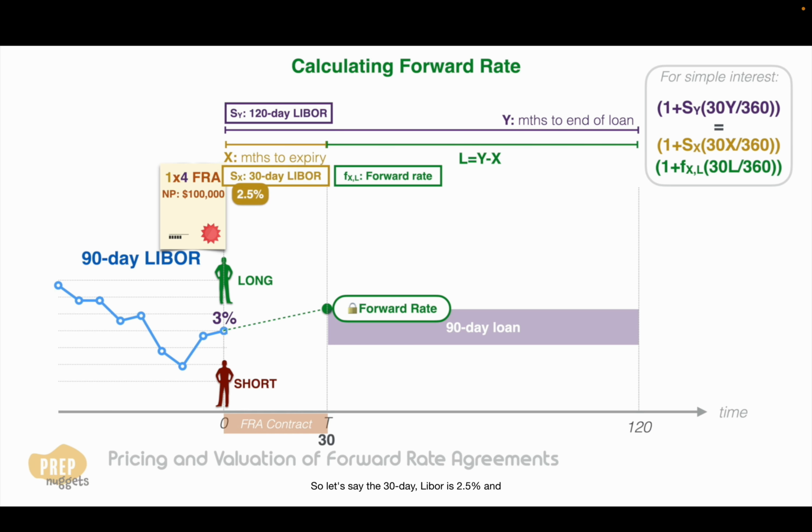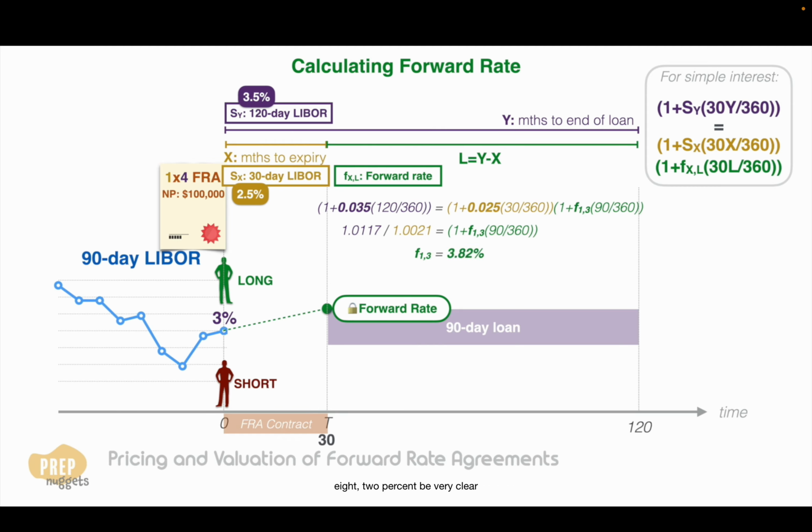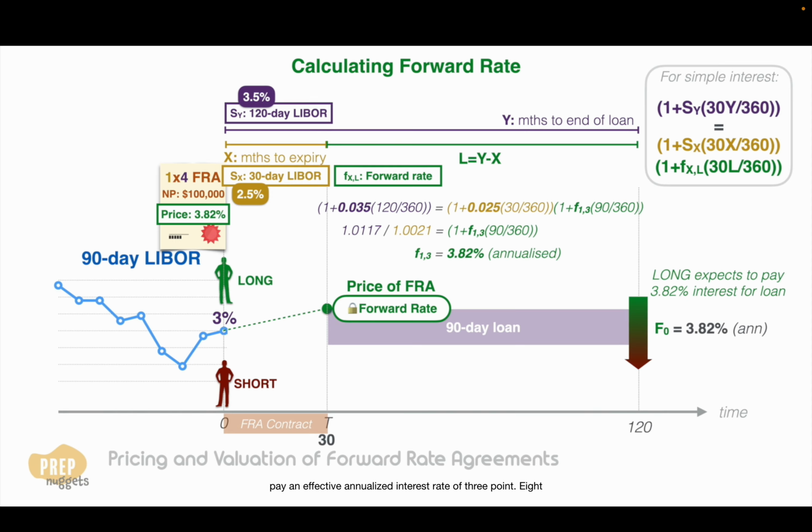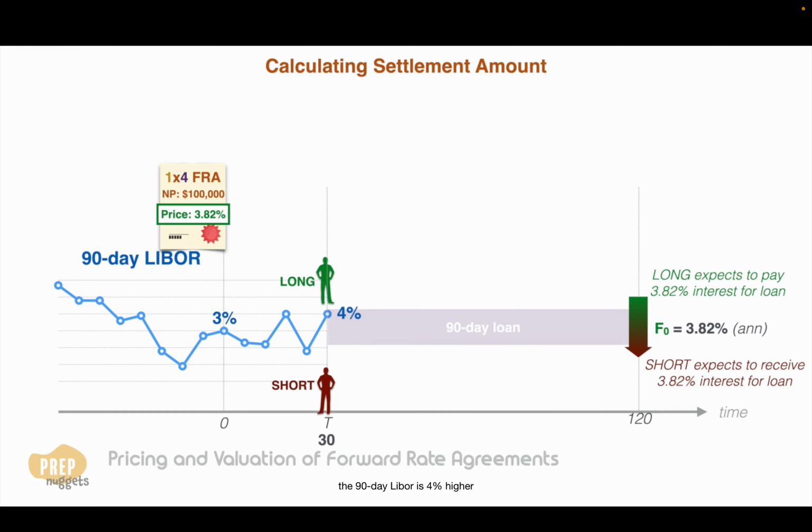So let's say the 30-day LIBOR is 2.5% and 120-day LIBOR is 3.5%. Solve for the forward rate, you should get 3.82%. Be very clear that this is an annualized rate. This forward rate is stated in the contract as the price of the FRA. We say that the two parties have agreed to enter a 1 by 4 FRA contract at a price of 3.82%. This means that at initiation, the long expects to pay an effective annualized interest rate of 3.82% for the 90-day loan that commences in 30 days, while the short expects to lend at an effective annualized interest rate of 3.82%. So, let's say at expiration of the FRA, the 90-day LIBOR is 4%.